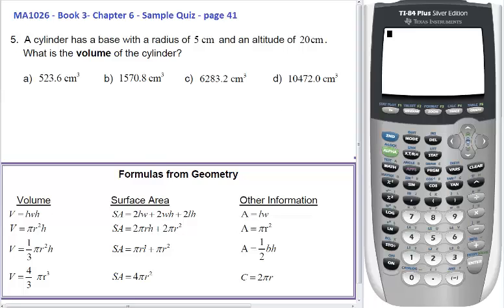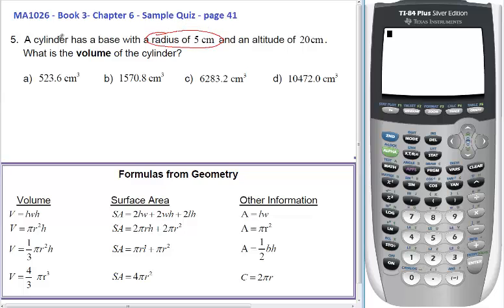Hello students, today we're going to look at the solution to number 5 multiple choice, part of the sample quiz from chapter 3, or chapter 6, it's in book 3 of your MA1026 booklets. It's on page 41. So let's look at number 5 here now. It's asking us what is the volume of a cylinder, and it's giving us the radius of 5 centimeters.